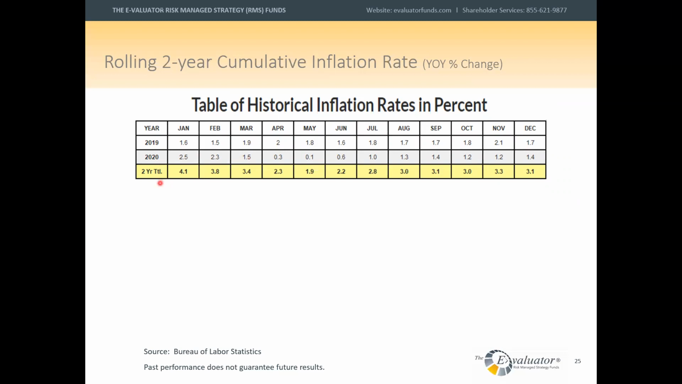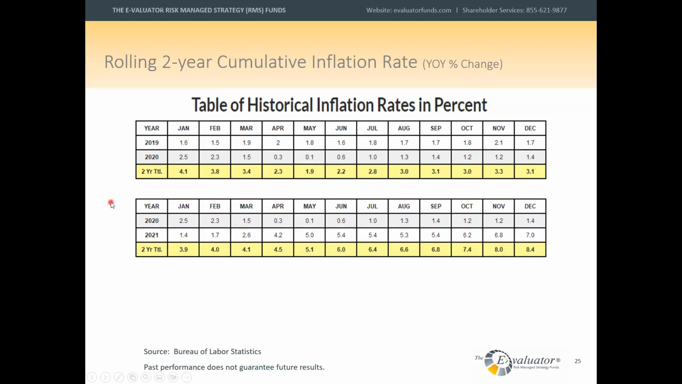Then the yellow row just represents those two added together. So the yellow row represents the 2-year rolling inflation number. Okay, and you can see it stayed between 2 and approximately 4%, right in line with what the Fed wanted. Now, let's look at the next 2-year rolling inflation number. So we discard 2019 and replace it with 2020 and add 2021.